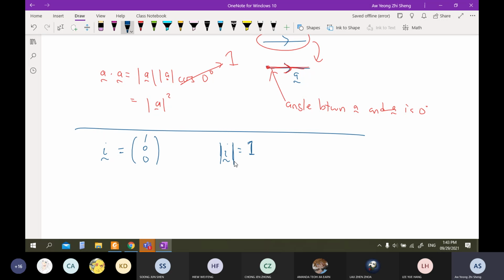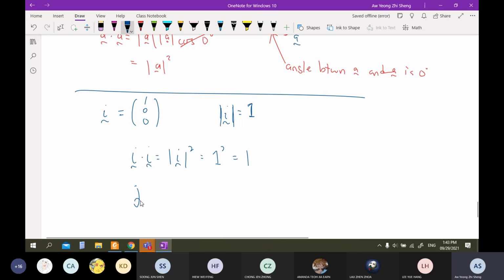Length of I must be 1. Right, so what is I dot I? I dot I will be just length of I squared, which is just 1 squared, which is just 1. And you can do similar things to J dot J. It's length of J squared, length of J is 1, 1 squared is just 1. And same goes for K dot K. Length of K squared, 1 squared, 1. That's it.